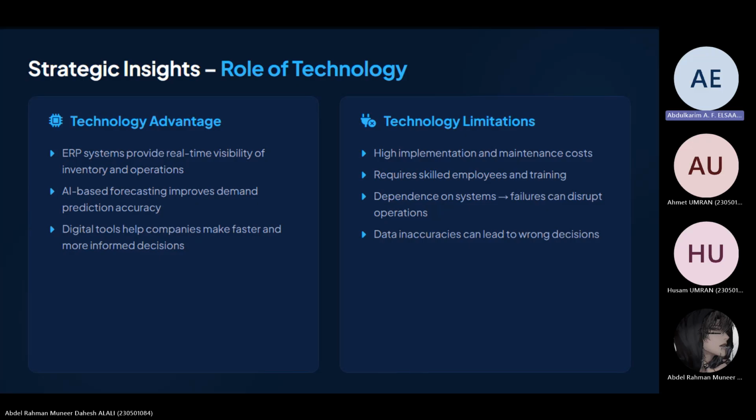At the same time, technology also has some limitations. ERP and AI systems can be expensive to implement and maintain. Companies also need skilled employees and training to use these systems effectively. And in addition, system errors or incorrect data can cause problems and affect operations.